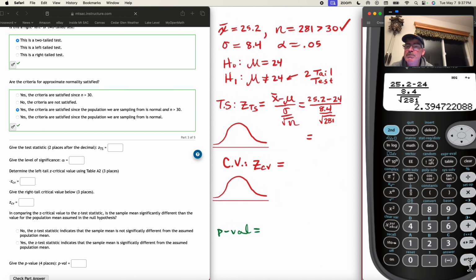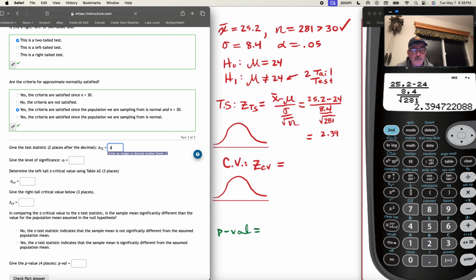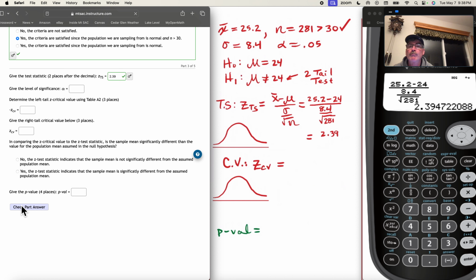Okay, and it says that we should do this to two places, so we'll go with 2.39 on this. I'll plot that after I figure out my critical values. So I'm just going to put this in here. 2.39. Let me check it. Looks good. Our level of significance is 0.05 apparently.